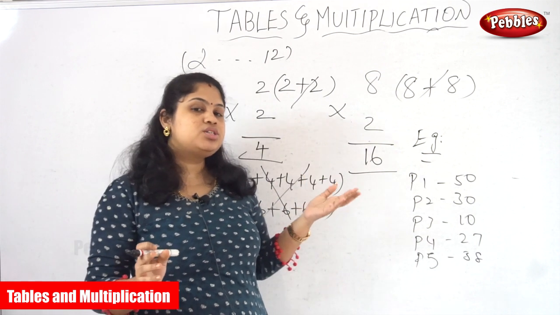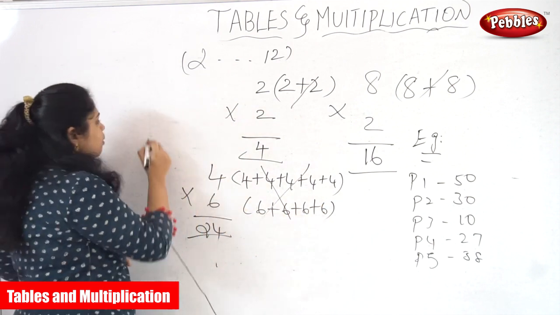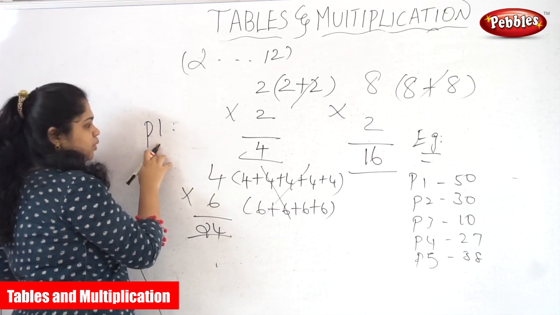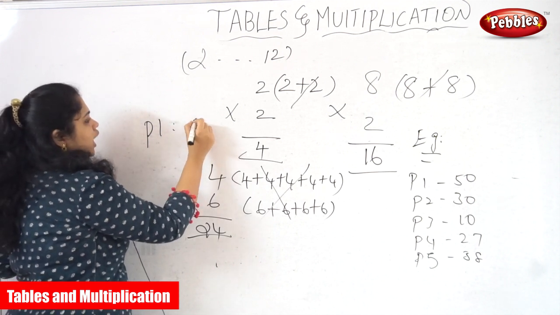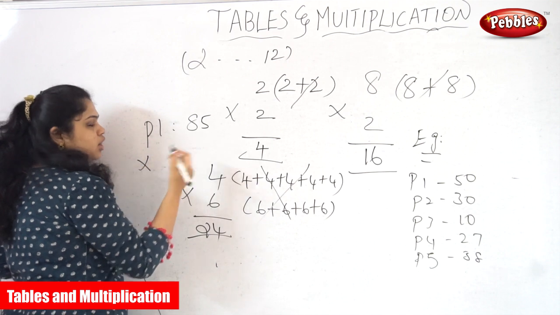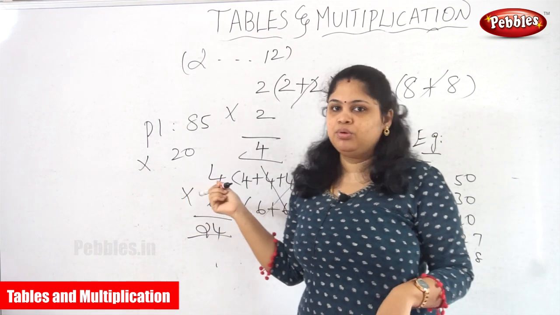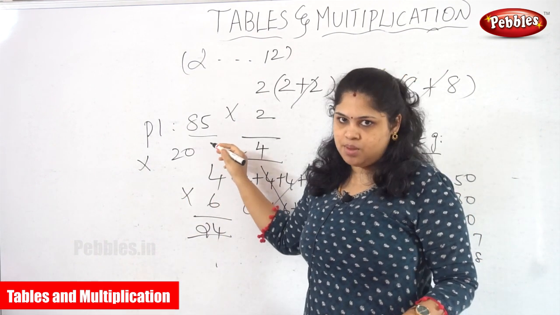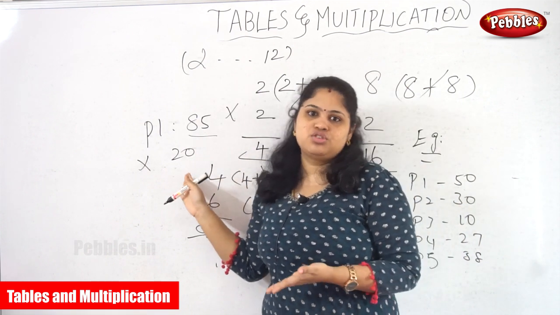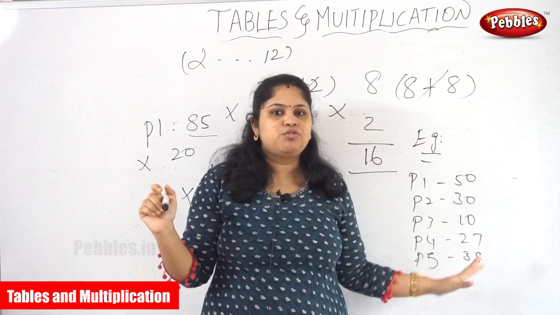Where multiplication actually helps is when the numbers are the same. For example, you are buying one product, P1, and product 1 is 85 rupees. You are buying the same product 20 times. So here the multiplication is going to help you. You are buying the same product at the same cost, and the number of products is 20. Whereas in the earlier case, multiplication is not going to help you, you want to perform the additions.